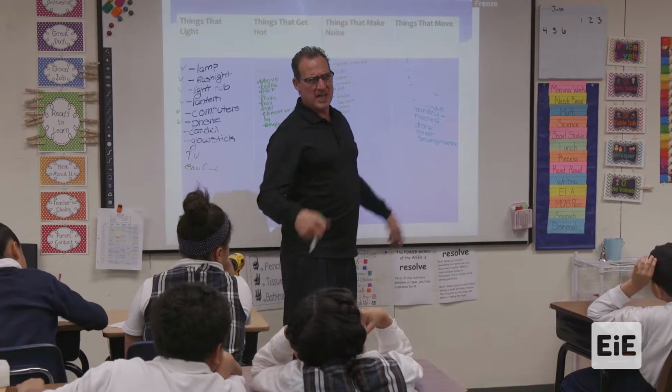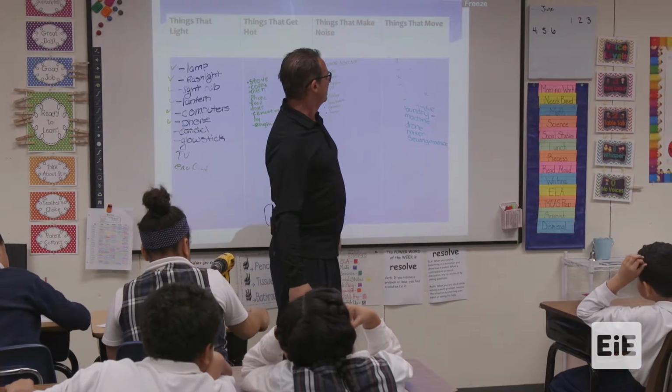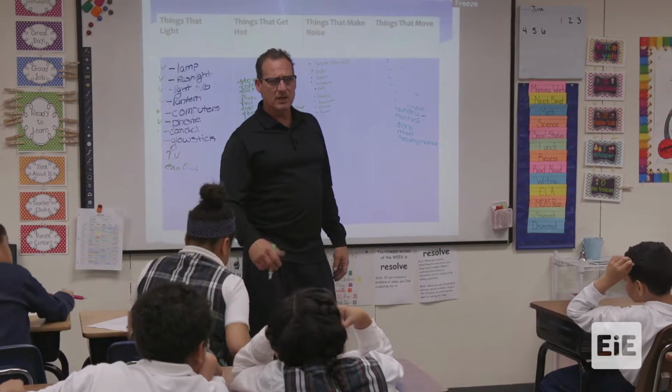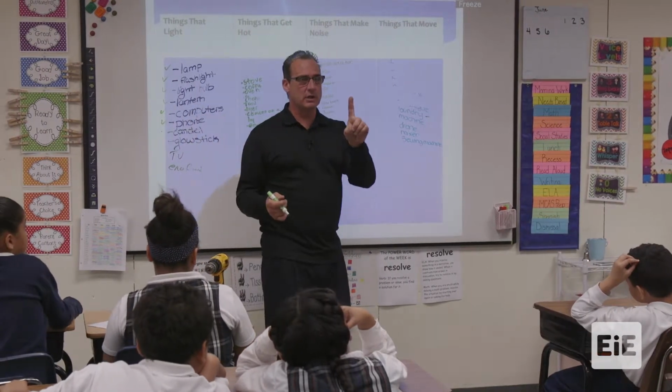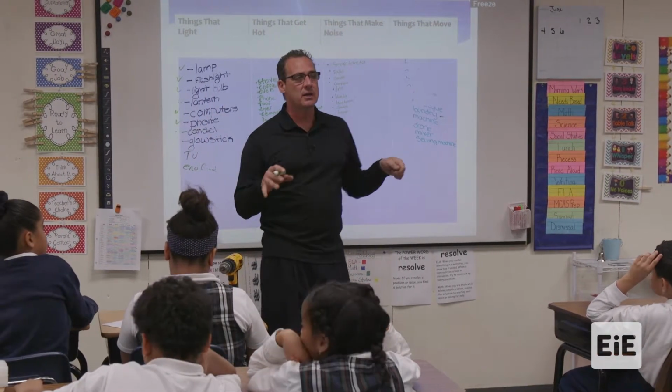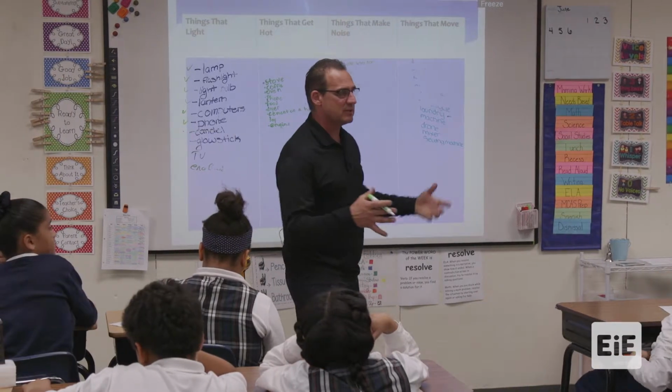Does it produce sound? Yeah. And it moves. Does it have a light in it? Yeah. So you have all these types of energy in one appliance, and that's where we're going to get you. You're going to find out that these electrical appliances have all these different types of energy.